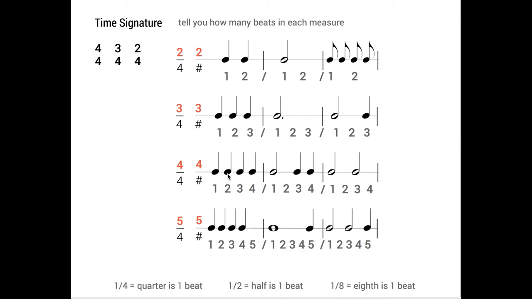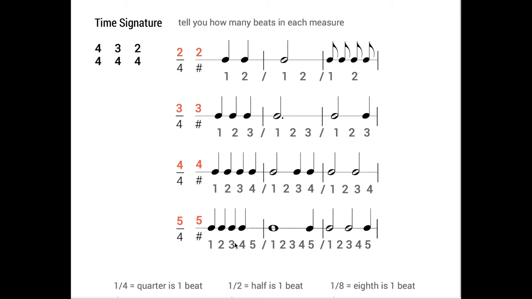1, 2, 3, 4. What about 5? Yes, 5 beats in a measure. 1, 2, 3, 4. There is something missing. We only have 4 counts here. What is missing? A quarter note, because 1 count is missing.